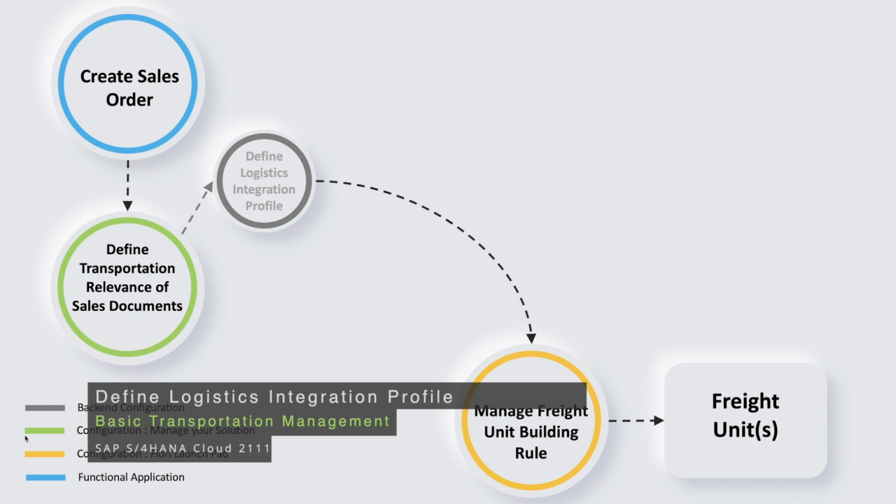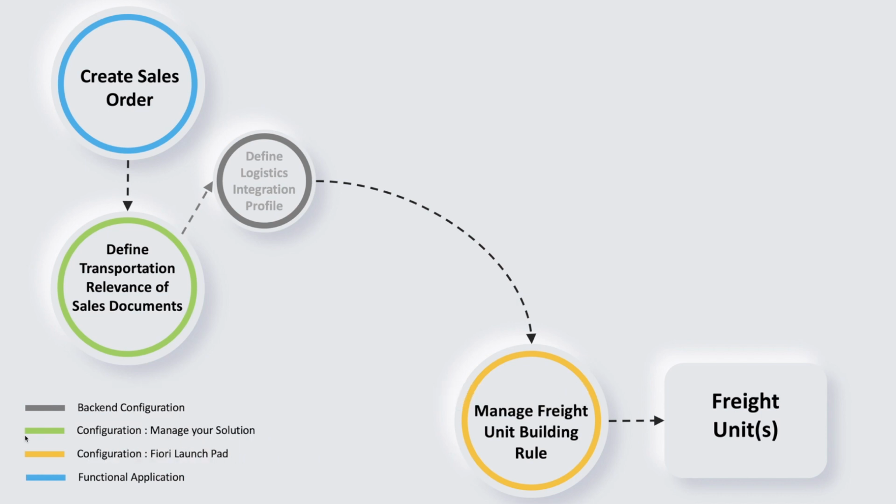With the 21.11 release of SAP S/4HANA Cloud, a new self-service configuration UI was made available to customers in their configuration environment. This SSC UI that we are referring to is one that applies in the area of basic transportation management and is named Define Logistics Integration Profile. Whilst this SSC UI was already in the system in the 21.08 release, it was only accessible in the backend. This has now been remedied in the 21.11 release.